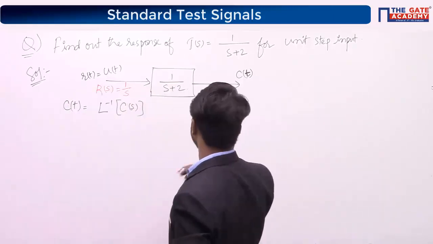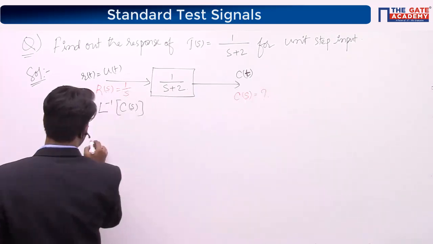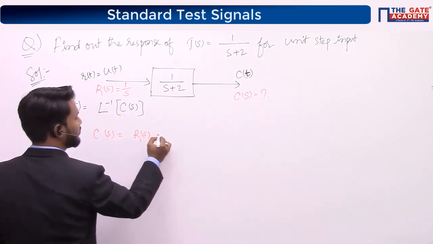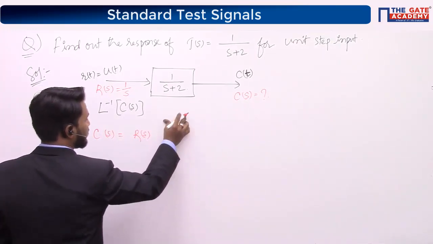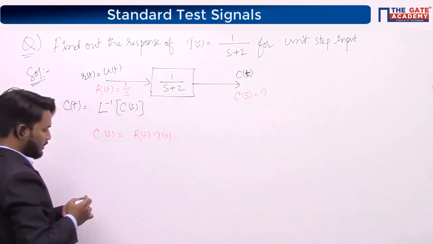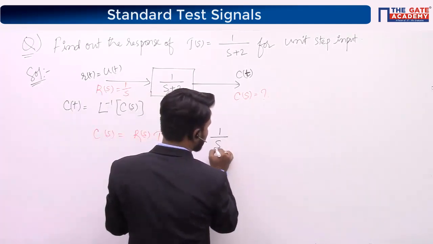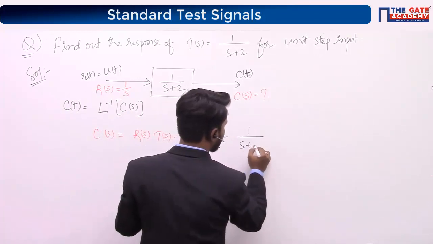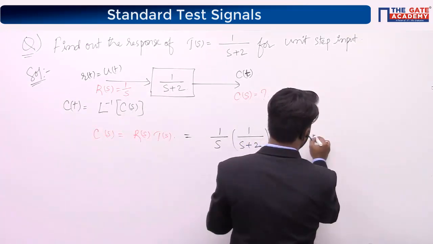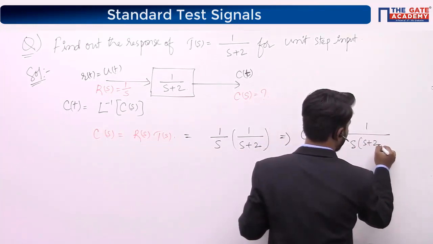So if R of s is equal to 1 by s, we have to find out C of s. C of s is equal to R of s multiplied by the transfer function of the system, that is T of s, right? R of s multiplied by T of s is equal to 1 by s multiplied by 1 by s plus 2. So C of s is equal to 1 by s into s plus 2.